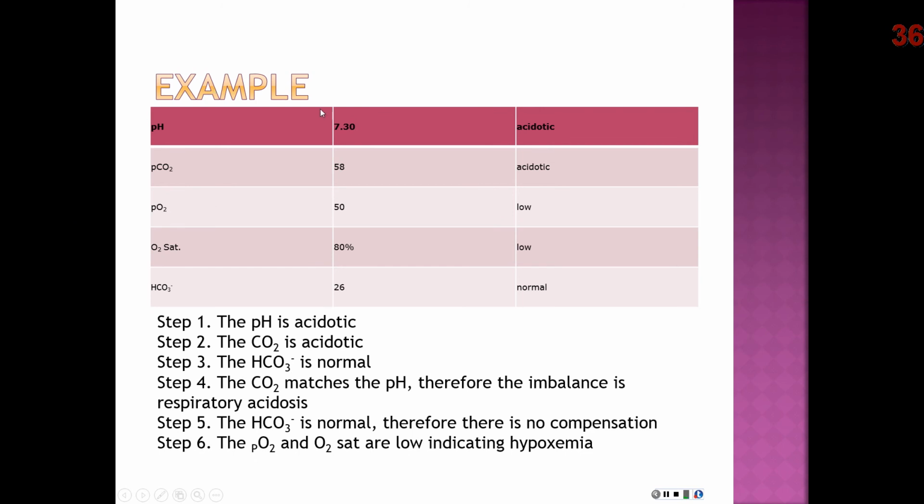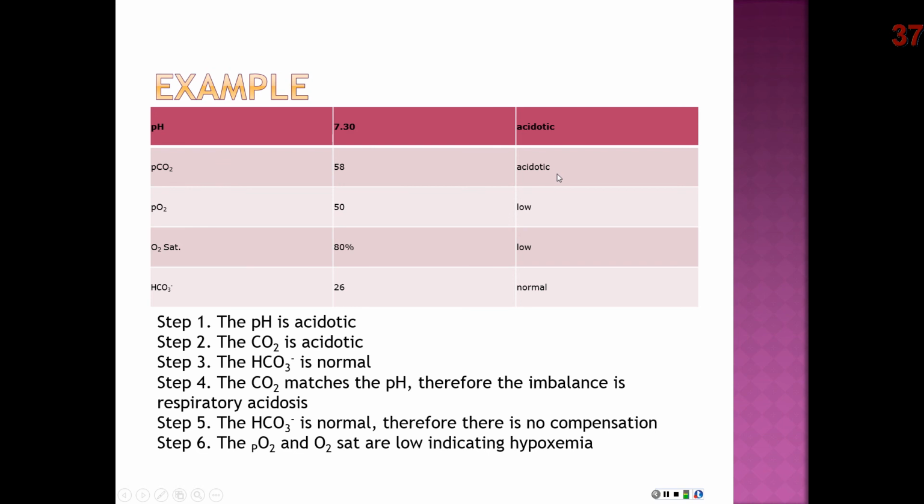So you'll get a table that will have, in the center column, the values for each of those, and then these will be blank. And here's what you do with the steps. You take a look at the pH. It's 7.30. That pH is below normal pH of 7.35 to 7.45, so we say that pH is acidotic. Then you look at, well, what's the partial pressure of carbon dioxide? It's 58. The normal range is 35 to 45, so this is high. So notice step 2, the carbon dioxide level is acidotic.